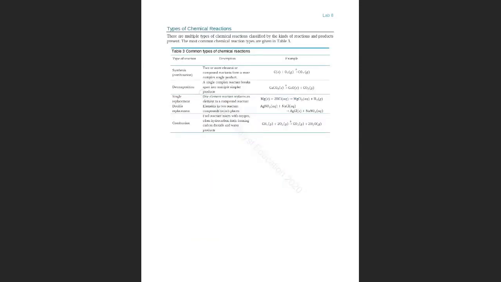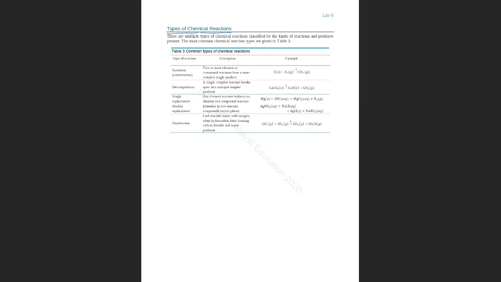Okay, so then the last part of the write-up is types of chemical reactions. Once you learn to identify what to observe, to identify a chemical reaction, and the 4 signs of a chemical reaction, you have the equation, and you balance the equation.